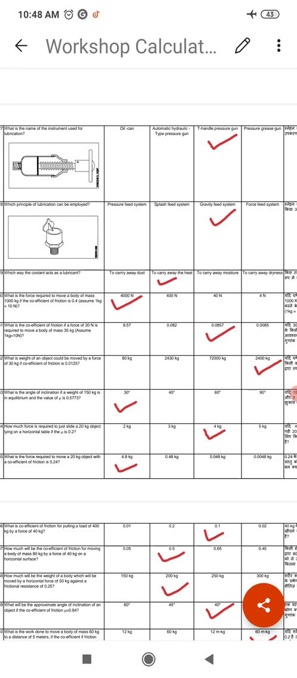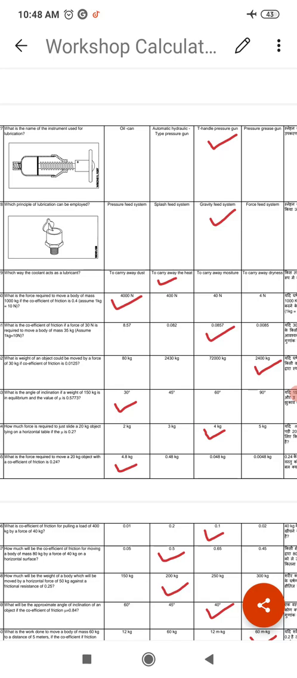Next one. In which way does the coolant act as a lubricant? Option B, to carry away the heat. Next one. What is the force required to move a body of mass 1000 kg if the coefficient of friction is 0.4? Assume 1 kg is equal to 10 Newton. Its answer is 4000 Newton.